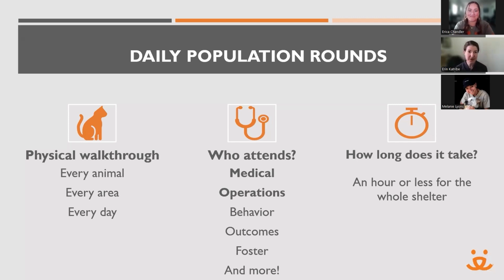The very first shelter that I implemented population rounds at in a big way was a shelter that had 700 animals on site. And once we got good at it, once we got efficient, we could get through the entire shelter in 45 minutes or less. And so even for those larger shelters, it is possible to get through your whole population. It doesn't look that way in the beginning, right? It takes some practice, and we'll talk about exactly what that trajectory looks like when we start talking about implementation a little bit later.